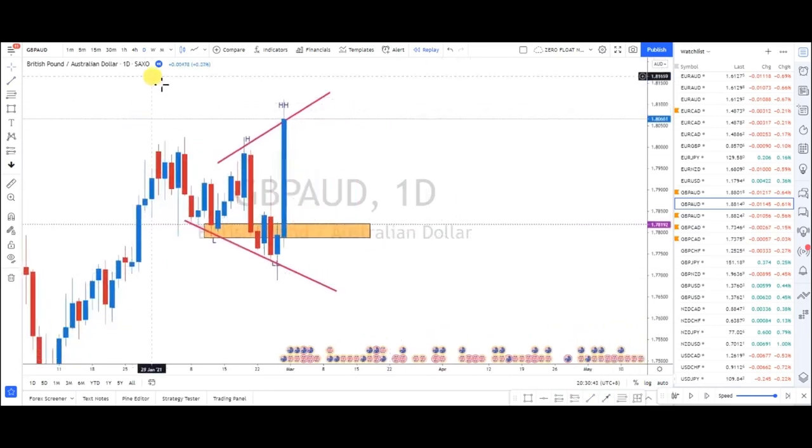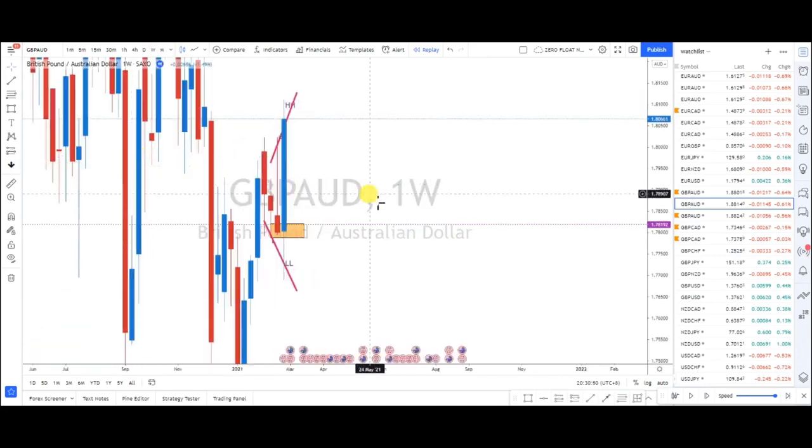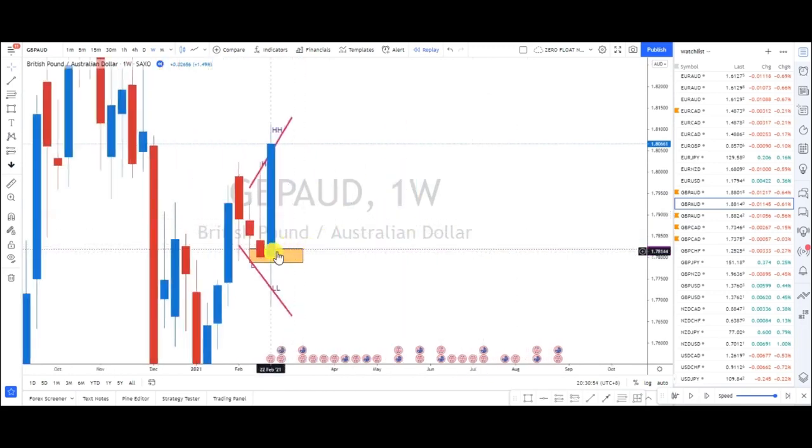Next, before we enter, what should we do? We go to the higher time frame. We need to check for confirmation. Okay, at the higher time frame, there is a bullish engulfing at the weekly time frame. And at the same time, this setup is in the engulfing candle. Therefore, the setup is still considered low risk and with a strong confirmation.